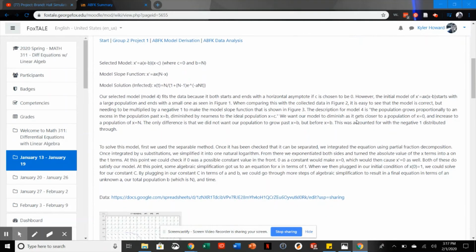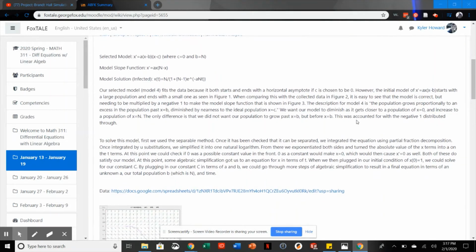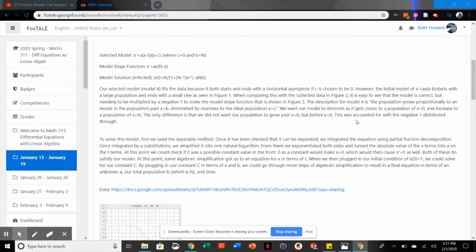To solve this model, we first used the separable method. Once it had been checked that it can be separated, we integrated the equation using partial fraction decomposition. Once integrated by u substitutions, we simplified it into one natural logarithm. From there, we exponentiated both sides and turned the absolute value of the x terms into the t terms. At this point, we could check if 0 was a possible constant value in the front. 0 as a constant would make x equal 0, which would then cause x prime to be 0 as well. Both of these do satisfy the model.